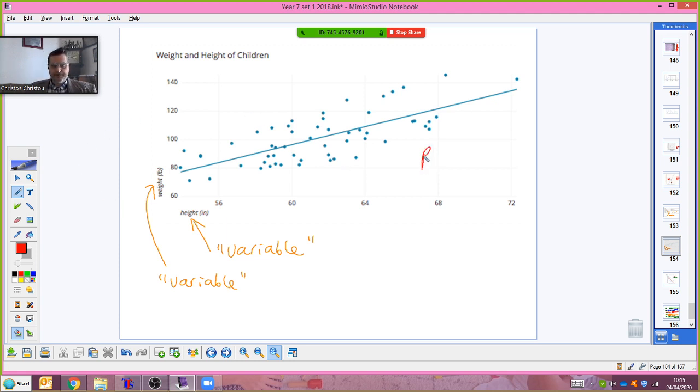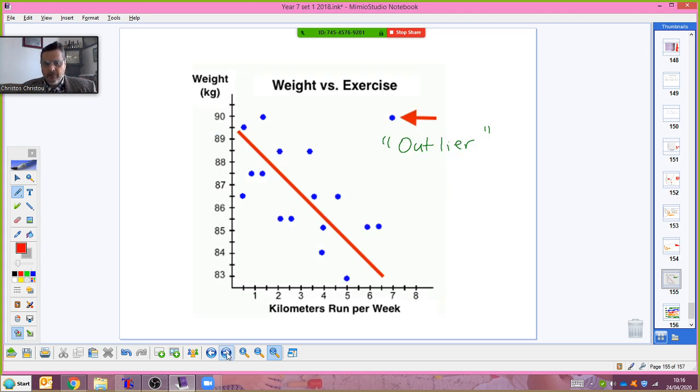Positive what? Thank you. So I'm going to write that down. Positive relationship. As one goes up, the other goes up. Does that make sense in everyday life? I mean, as children get taller, they're probably going to get heavier as well because they're growing up. Does that make sense? All right. So let's move on from that and see what we got.